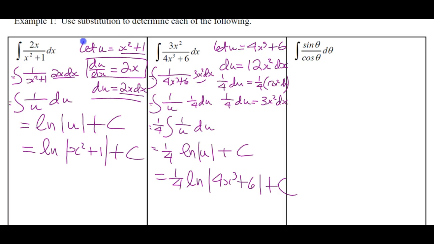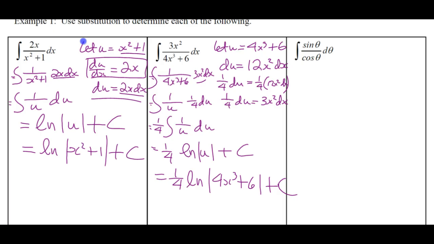Could you make it into a tan theta, sine over cos? You could, but that's not the point of this. What's the antiderivative of tan? It's not like the derivative of tan, that's sec squared. I need the derivative of something to give me tan theta. You don't have that on your formula sheet, do you? Otherwise turn it into tan, but it's not so easy.